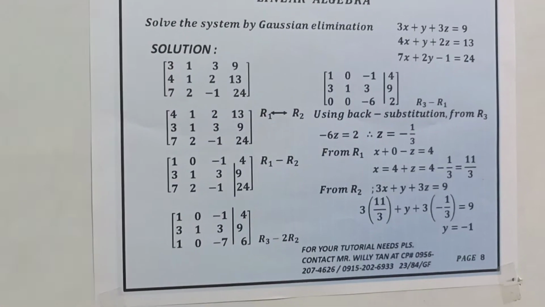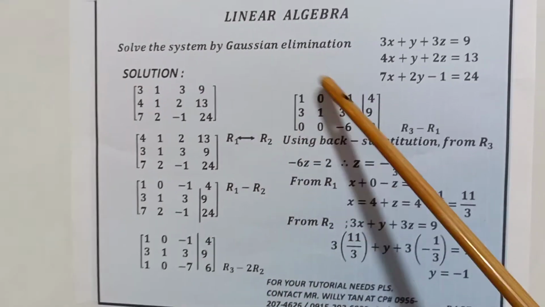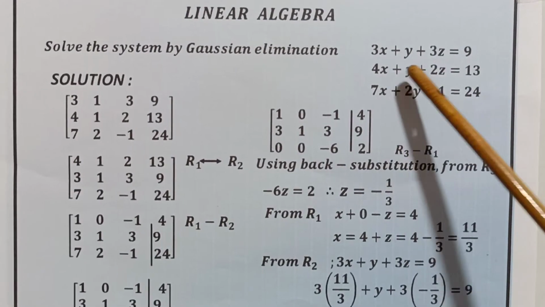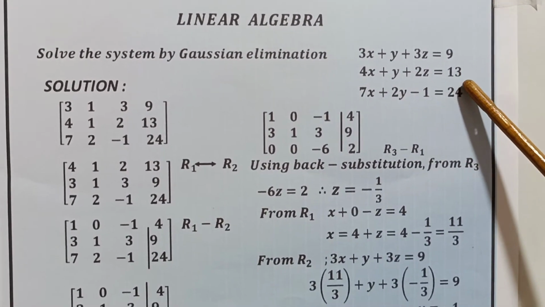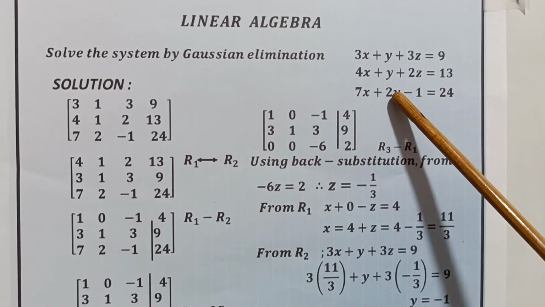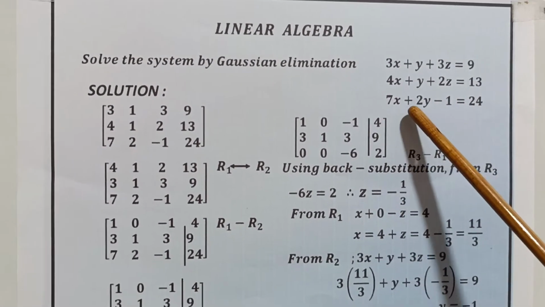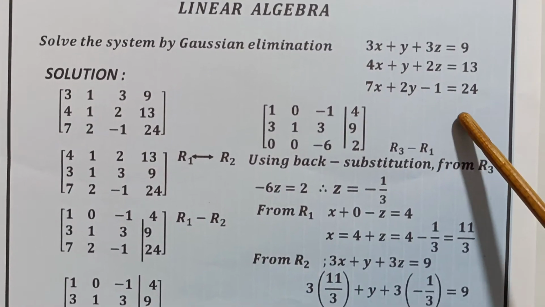We're going on to the second problem. Again, we're going to use Gaussian elimination to solve the system. We're given the system here: 3x plus y plus 3z is equal to 9, and 4x plus y plus 2z is equal to 13, and 7x plus 2y minus z is equal to 24.